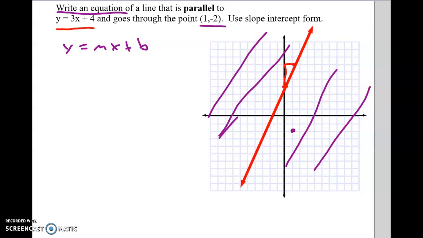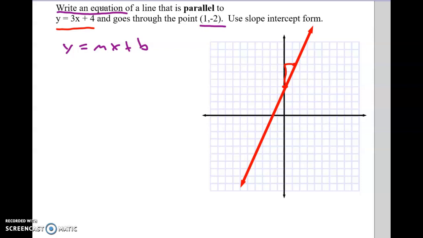Okay, so our goal is to get an equation for that, right? So I'm going to get rid of all that junk and just draw that particular point, 1, negative 2. All right, so this is the line we're looking for right there. It goes through that point and is parallel to the red line.